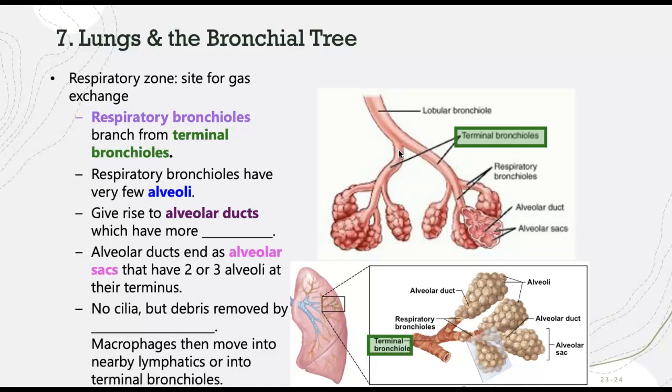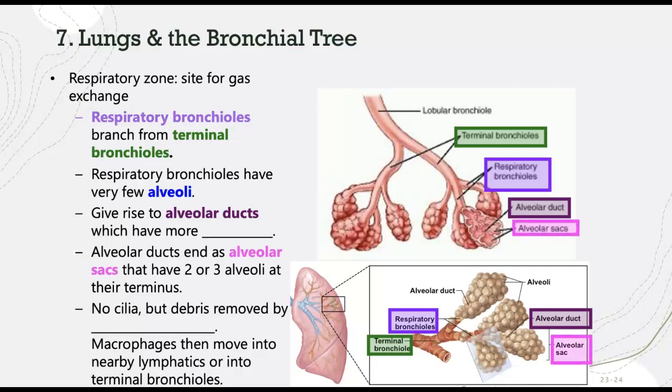From the terminal bronchioles, we are then going to branch into respiratory bronchioles. And this is where our respiratory zone begins, because this now allows gas exchange to take place. From the respiratory bronchioles, we divide into alveolar ducts, which then have our alveolar sacs associated with them, which will contain many alveoli. They are the individual balloon-like structures here, our air sacs. Our alveolar ducts, like I said before, give rise to more alveoli.